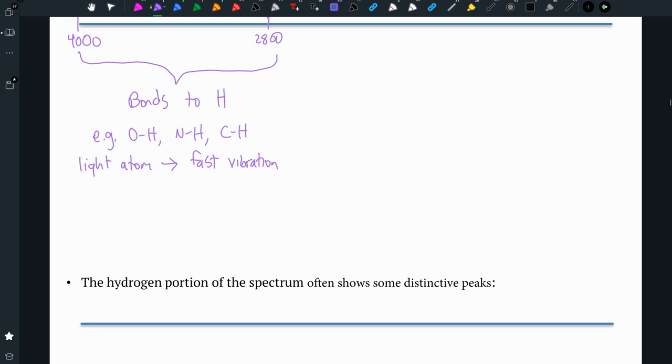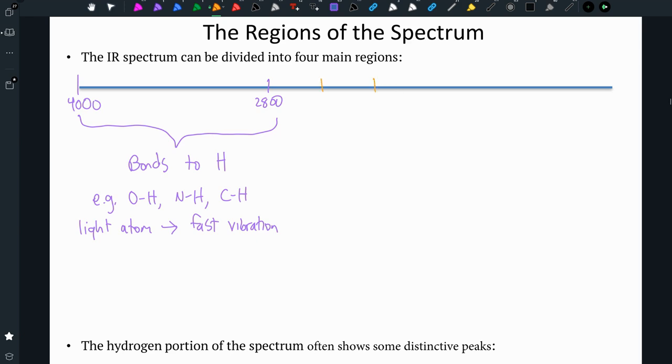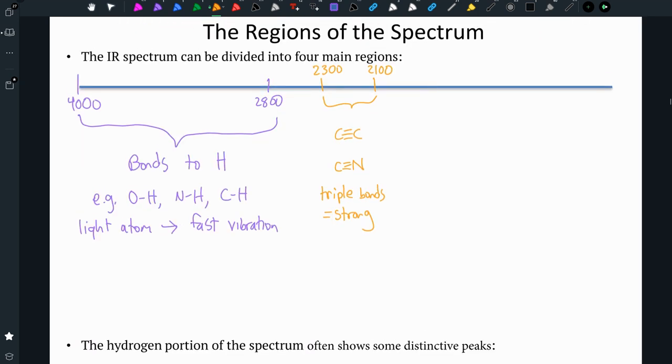And then there's going to be a region in the like 2,300 to 2,100. That's going to be where triple bonds show up. So these are heavier atoms, but triple bonds are very strong. Right? And stronger bonds, we said, will have faster vibration. So of our bonds between heavy atoms, triple bonds will have the highest frequency.